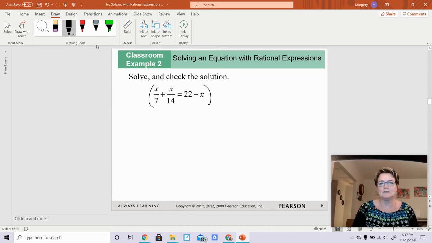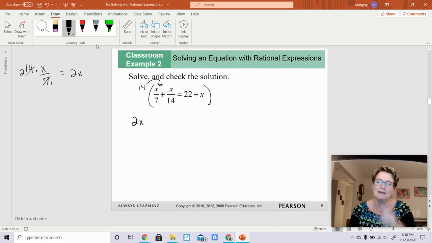So what we're going to do is multiply this whole thing by 14, just so that we get rid of the fraction. I'm going to take that 14 and multiply it by the first fraction, 14 times x over 7. 7 goes into 7 once, 7 goes into 14 twice, 2 times x is 2x. So the first term is going to be 2x.